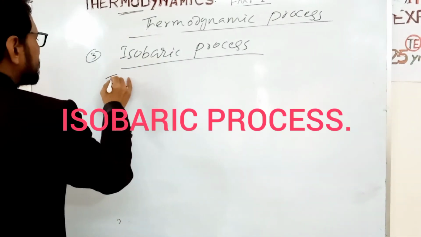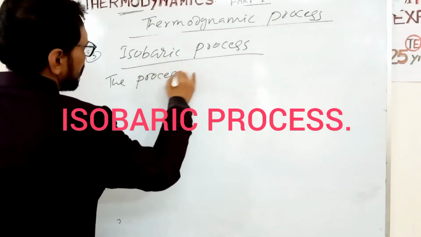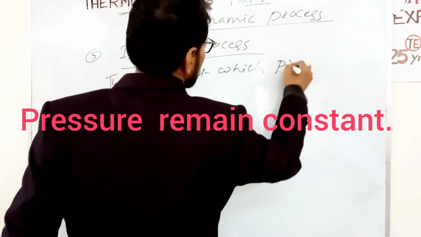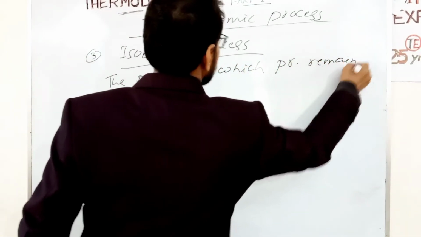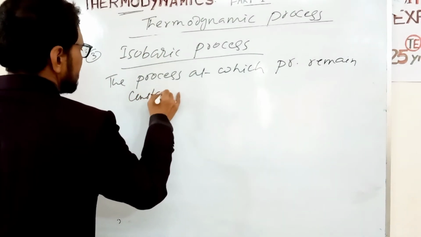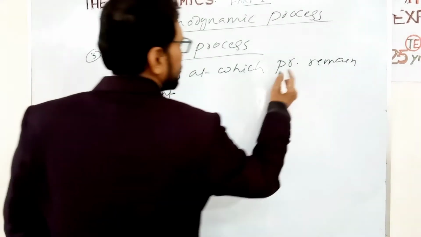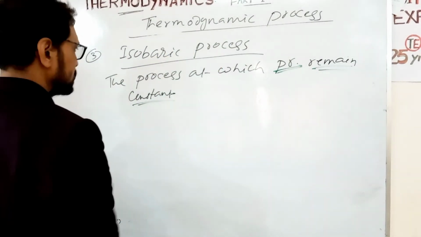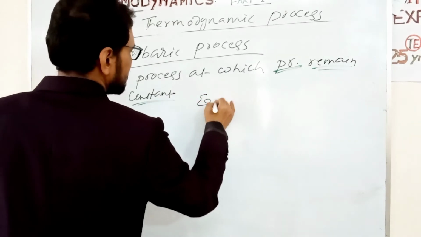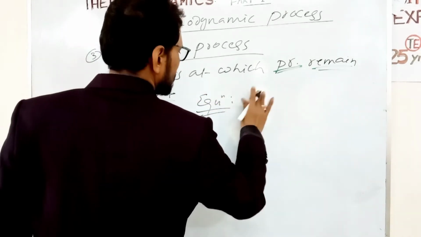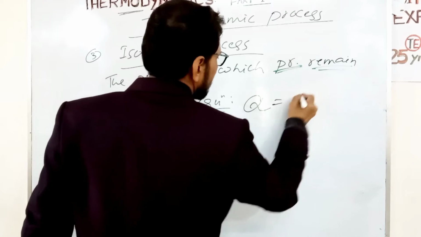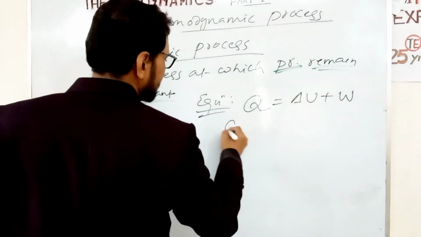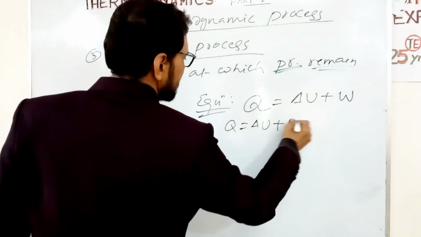Okay, the isobaric process is the process in which pressure remains constant. So the thermodynamic equation is Q equal to del U plus work done. For work done we can write P into dV.